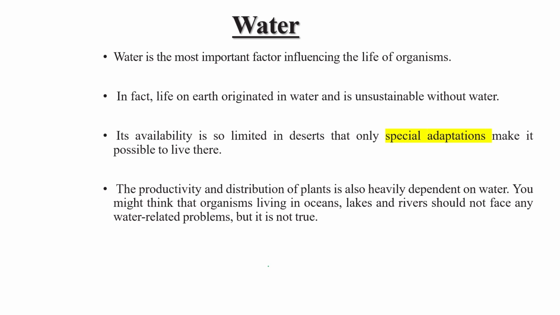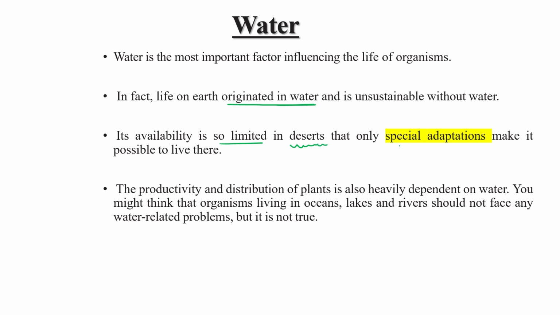Now the next abiotic factor is water. As you know, water is the most important factor that influences the life of organisms. In fact, life on earth originated in water, and we cannot imagine life without water. But its availability is so limited in some areas, like in deserts.